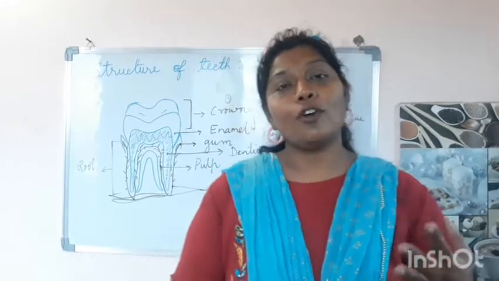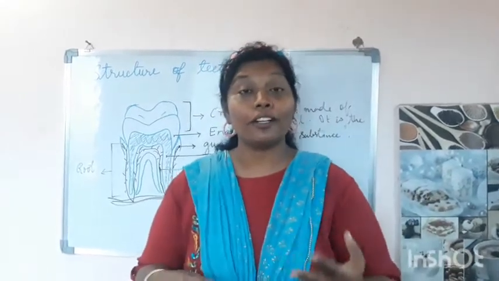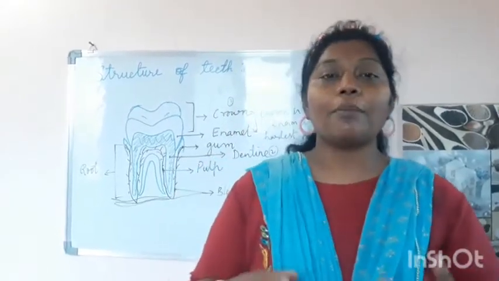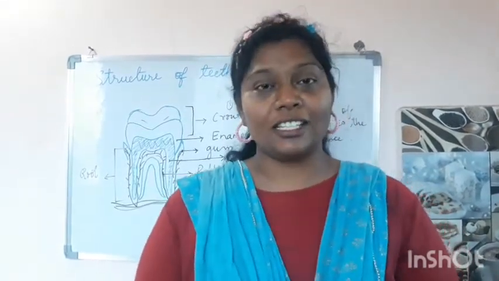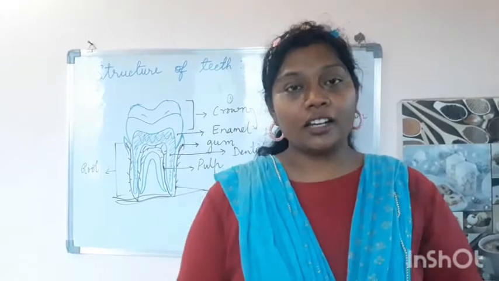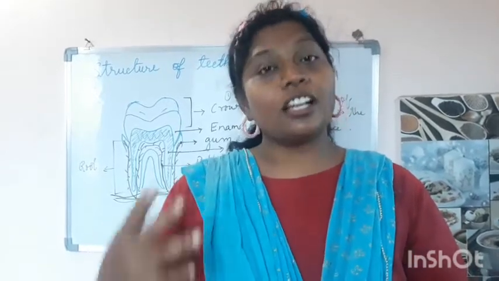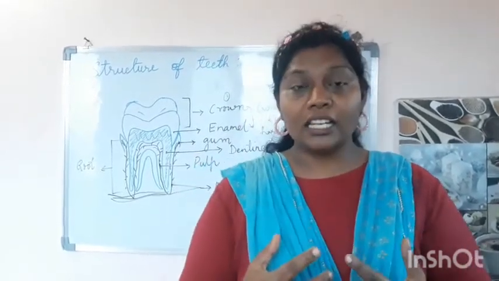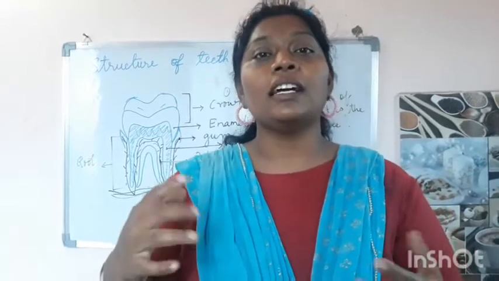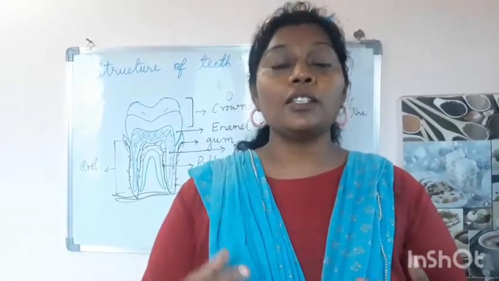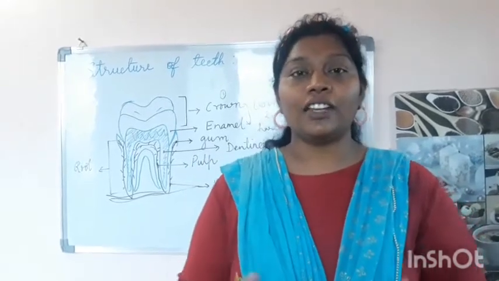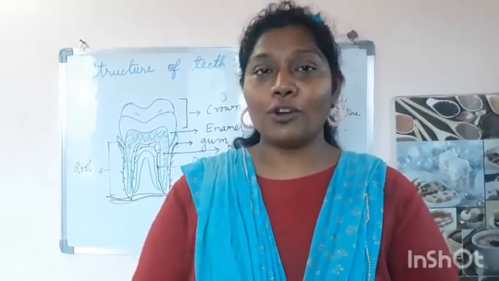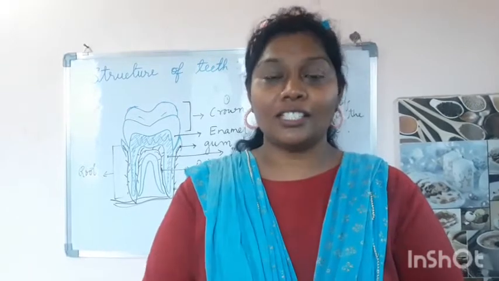So these are the four different types of teeth that are present in our mouth for different activities like cutting, tearing, chewing and crushing. The food material which we eat has to be torn or cut or chewed or crushed. So to do all these activities, we have four different kinds of teeth.